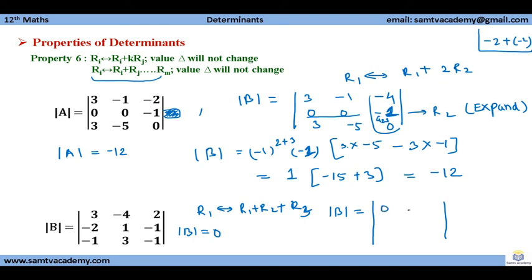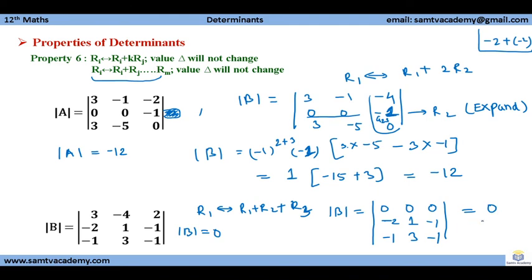Similarly for the second row, second element, minus 4 plus 1 plus 3, it will also give 0. Next, the last element is 2, that is added with 2 plus minus 1 plus minus 1, so it will also give 0. The other elements will remain the same: minus 2, minus 1, minus 1, minus 1, 3 and minus 1. So as one row is 0, we know that the value of determinant will be 0 only.